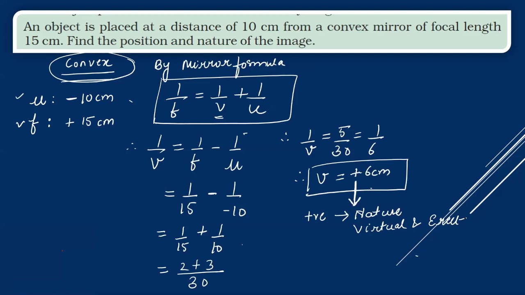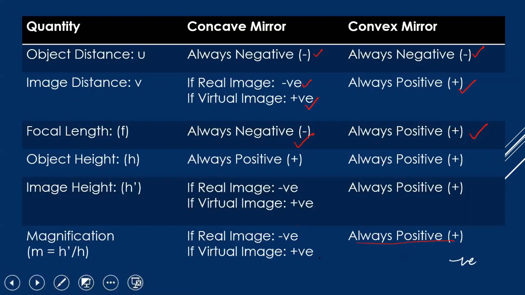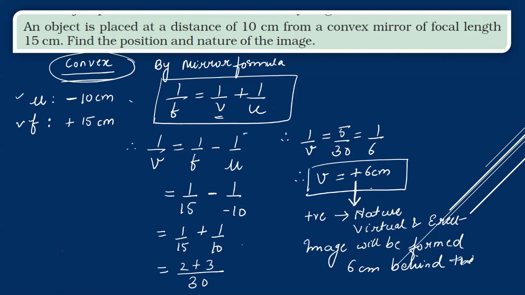So this was the nature. Position, we can tell it will be 6 centimeters behind the mirror. The image will be formed 6 centimeters behind the mirror. Okay, so this is the way you should be solving your questions. Let us take one more last question.